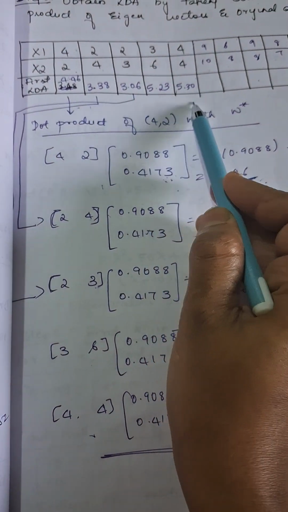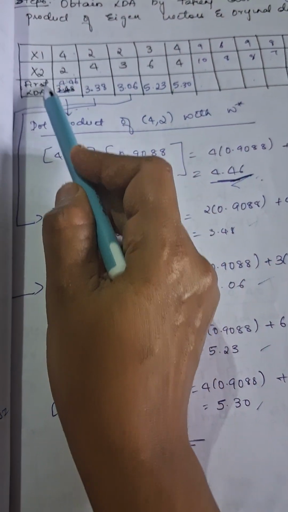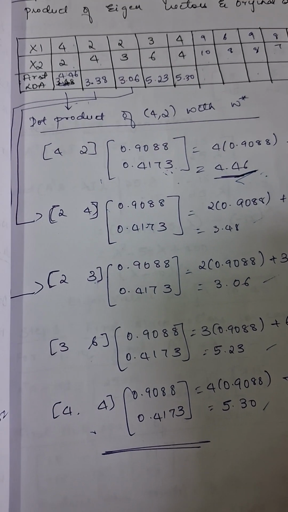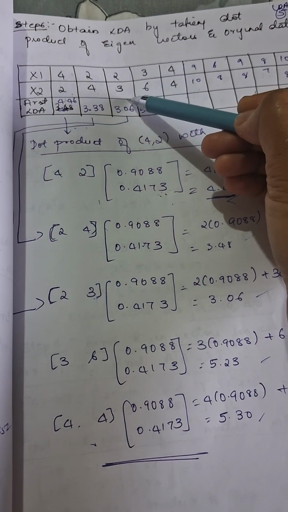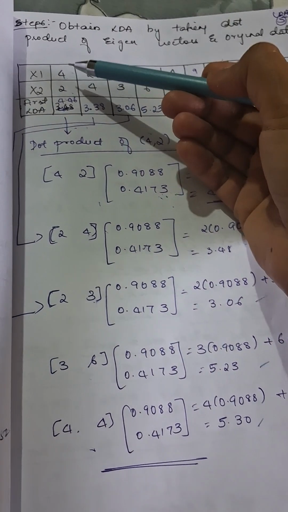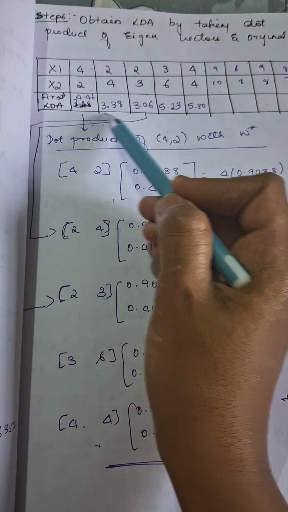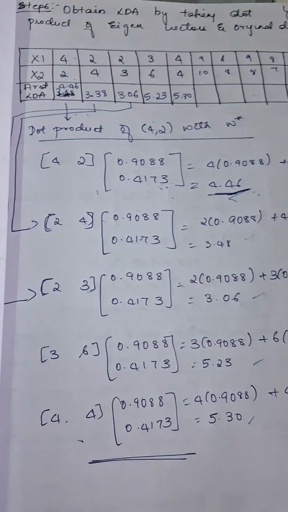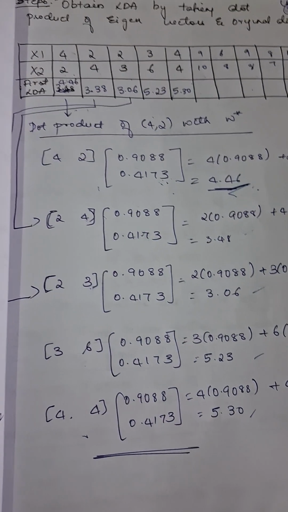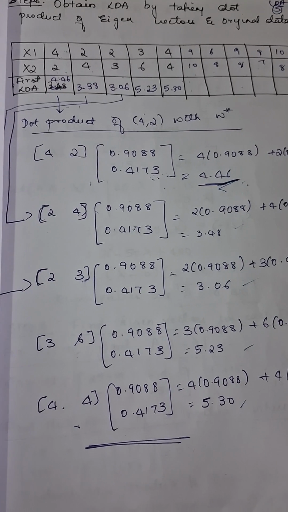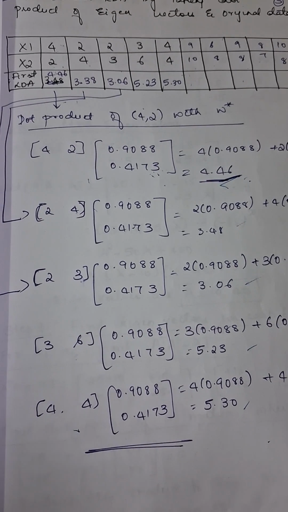So this is your final answer. What you got here is your final answer. So this is your first LDA. Basically you have reduced the dimensions from 2 dimensions to 1 dimension. Instead of representing it separately as x1 and x2, you are now able to represent it in 1 dimension like this. So that's the advantage of LDA. One of the applications of LDA is dimensionality reduction, which is done in this problem.